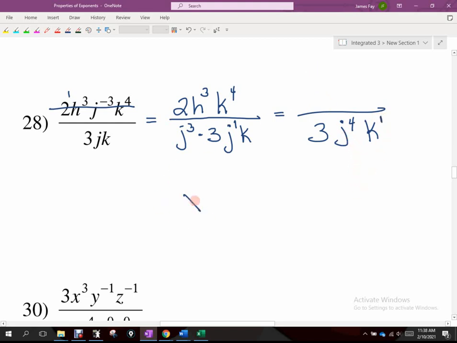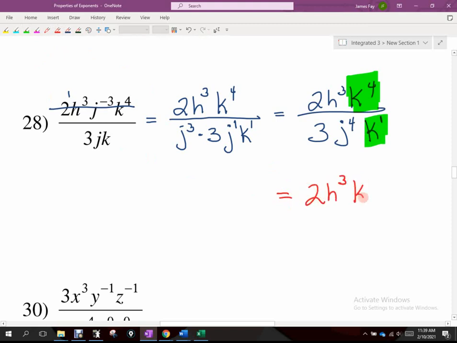It's like writing, if I had x as my variable, what's the coefficient? What's the number out front? 1. So the same idea happens with the power or the exponent for that. So if it's not written, it's an understood 1. So k wasn't written here, so it's an understood first power. So then we have 2h to the third, k to the fourth up top. Is there anything that cancels here? The k's cancel, right? So how many k's are you left with? 3, and they shouldn't be up top, correct?